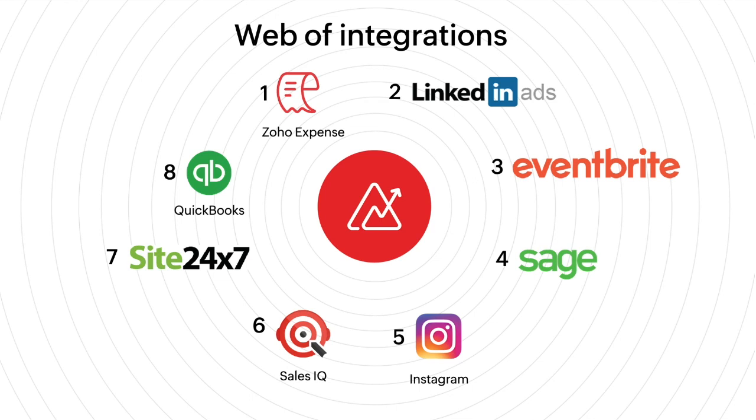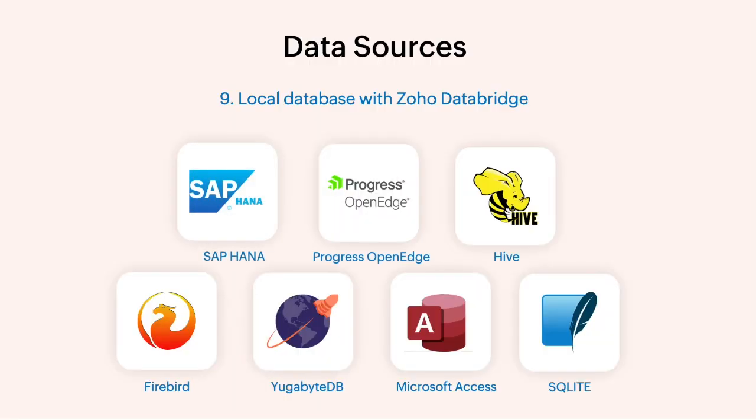So, if you're looking to integrate with any of these apps, you might want to check out our import data section where you have the list of applications with which Zoho Analytics offers direct integration. All right, get your data from local databases like SAP HANA, Hive, Firebird, Microsoft Access, and a few more that you see here on the screen. You can synchronize data from these sources and you can have them imported into your existing workspace.